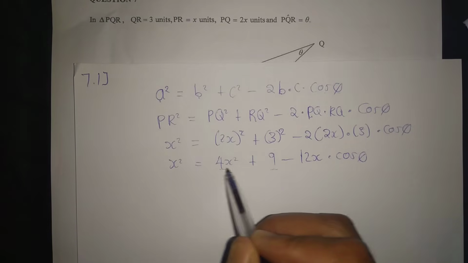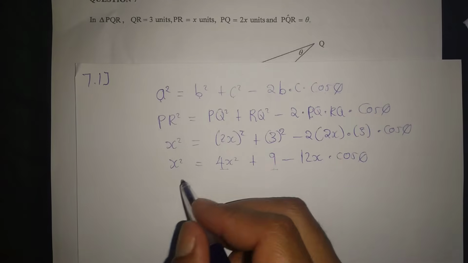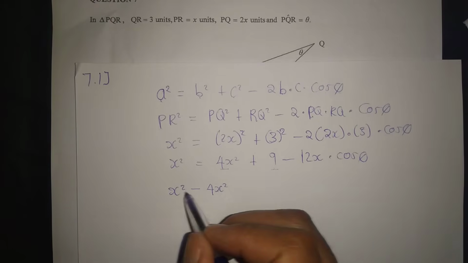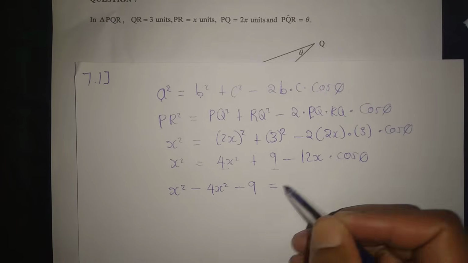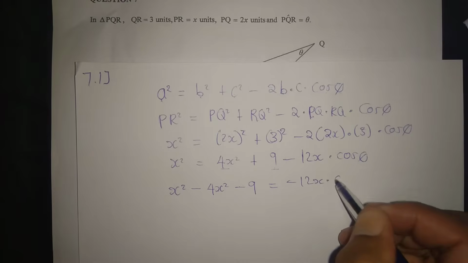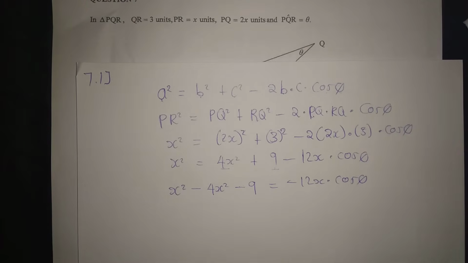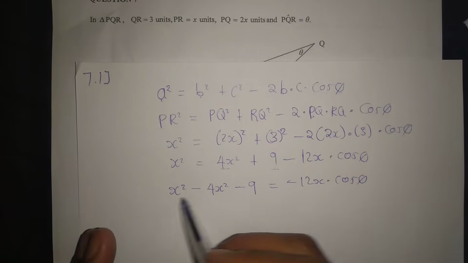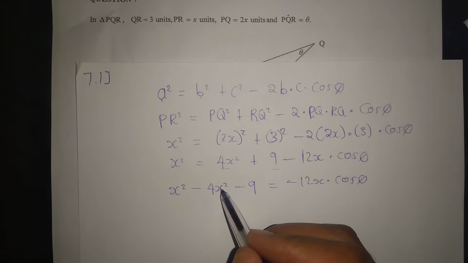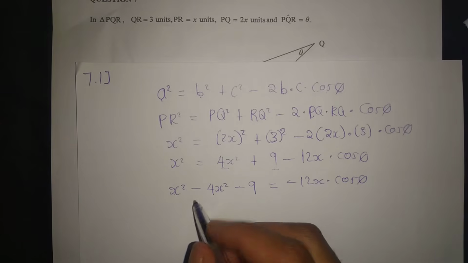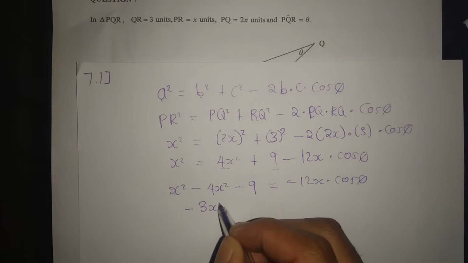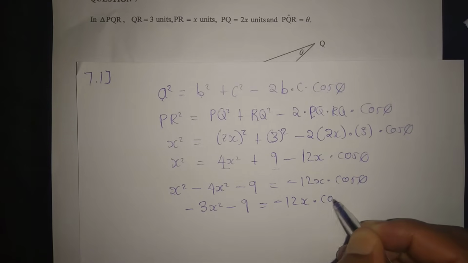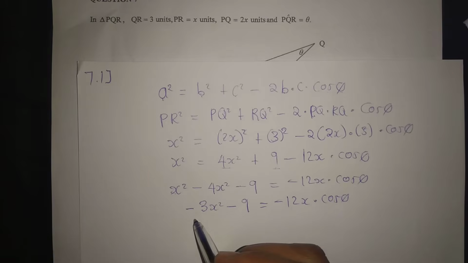So these terms, 4x squared and 9, we transpose to the left hand side, so it's x squared minus 4x squared and then minus 9 equal to minus 12x times cos theta. Okay, now on the left hand side, you see we now have like terms, x squared minus 4x squared, so we subtract and get minus 3x squared minus 9 equal to minus 12x times cos theta.